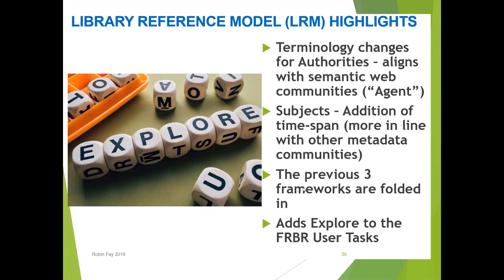So the previous three frameworks are mostly folded in. There are bits of it folded in, and terminologies change in spots all across it, and we're going to look at some of it in a minute. And then it adds explore to the FRBR user tasks. We'll talk more about that in a minute, but we've talked a little bit about serendipity and people being able to find things in different ways. And that's really what it's trying to get to.